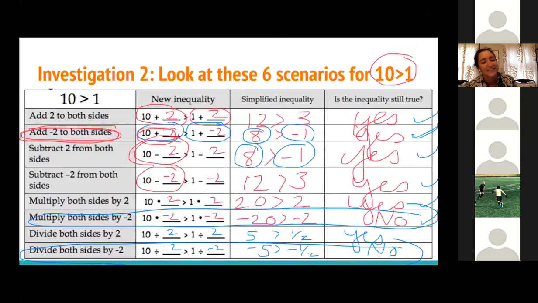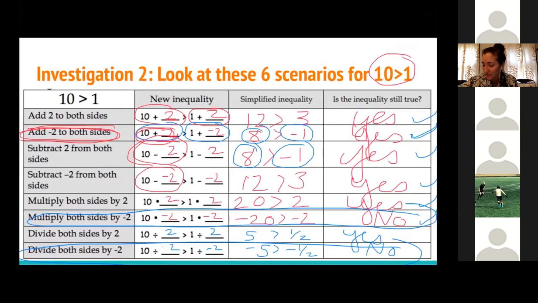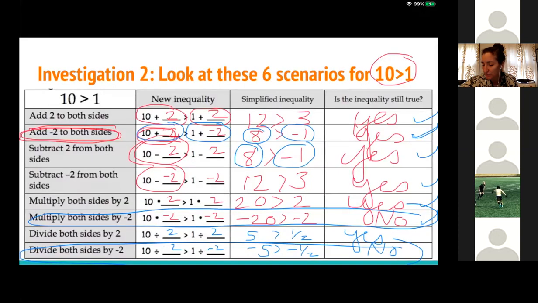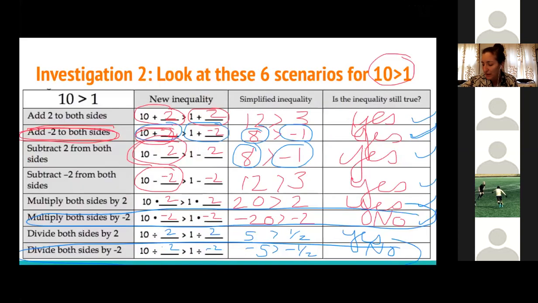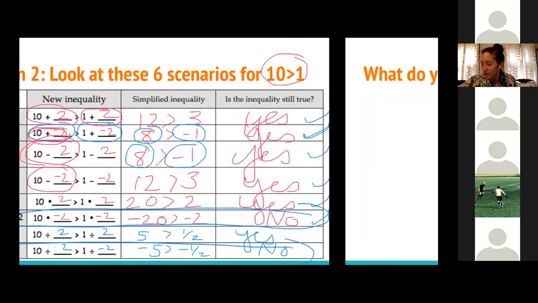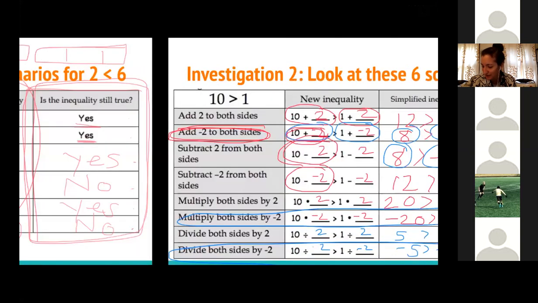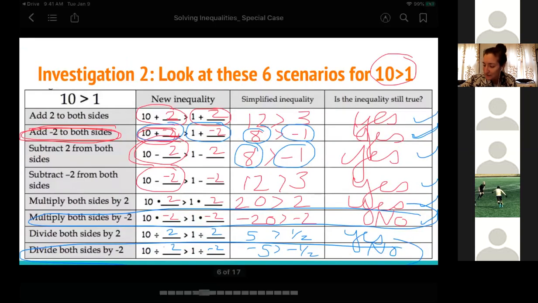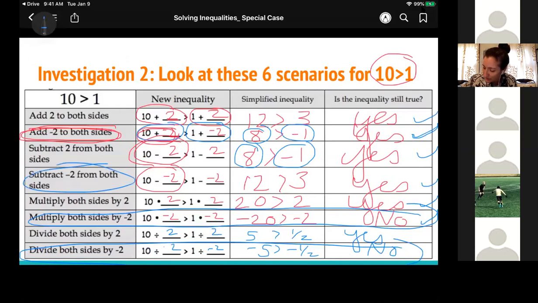When I subtracted -2, was it true or false? When I subtracted a negative. It's true. Subtracting was true. Thank you. All right, subtracting is true. What operations make it false? Multiplication and division. And that's it. Okay, it's just multiplication and division that are my problems.